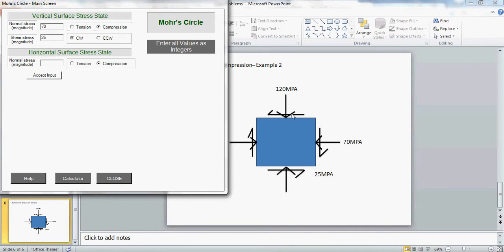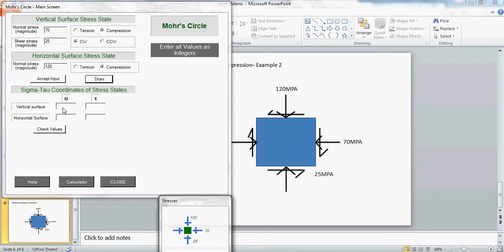The horizontal surface has 120 in compression. To come up with your points to plot, on the vertical surface it's going to be negative 70 because compression is negative. You already established that the shear is 25 clockwise, so it's positive. Horizontal surface: negative 120, and it's going to be 25 this time, going counterclockwise.